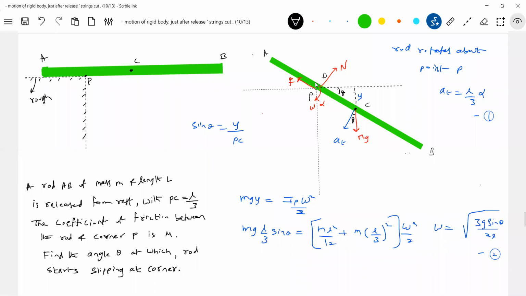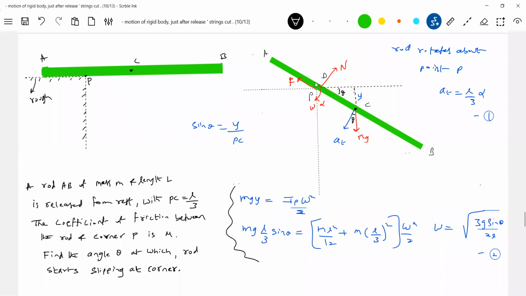Now, who will provide centripetal force? If you assume friction downward, friction plus mg sine theta cannot provide centripetal force, no? If you take F downward, I think that is totally wrong. So therefore, F minus mg sine theta should be the required centripetal force because it is rotating about point P. So writing centripetal force. So this is the work energy theorem.